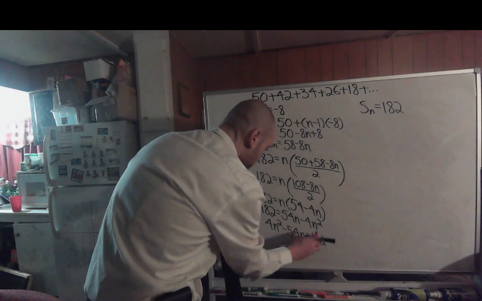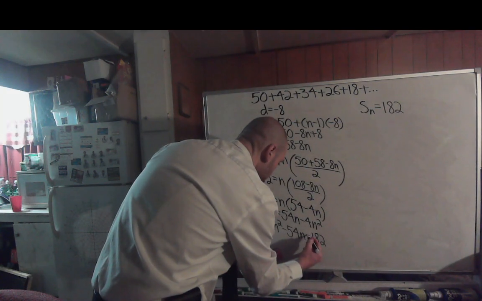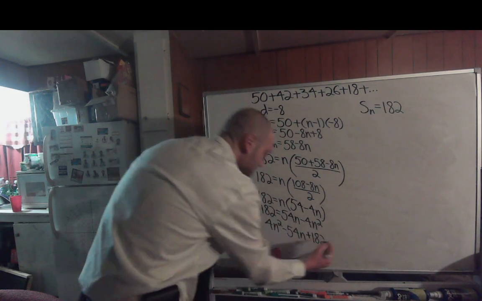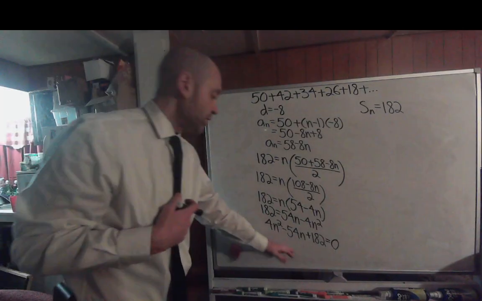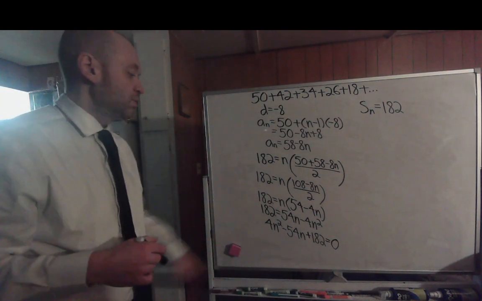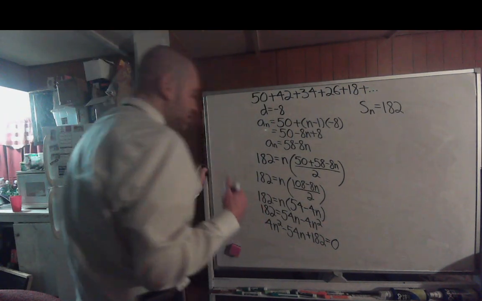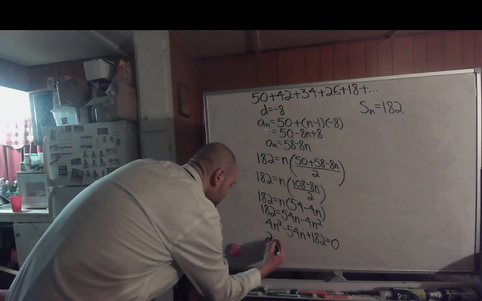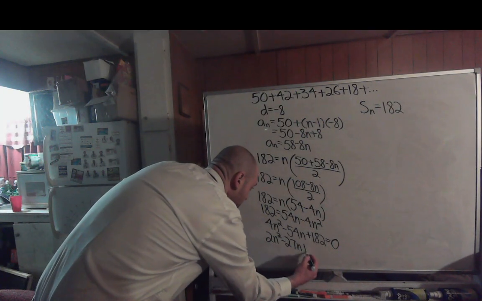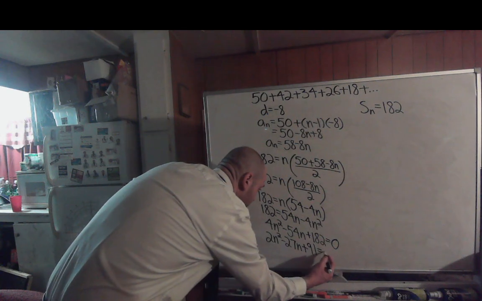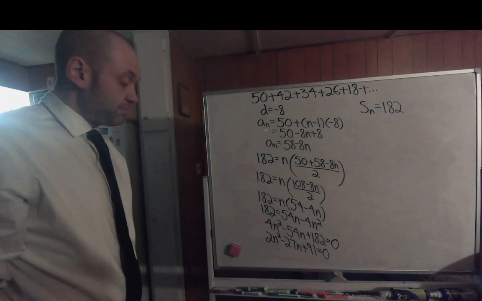Or actually, minus 182, excuse me. Minus 182, or plus 182 rather, is what I meant to say, equals 0. So 4n squared minus 54n plus 182 equals 0. Let's see if we can't factor this any. I know we can factor out a common 2, so this would turn into 2n squared minus 27n plus 91 equals 0. And really, that's about the best we can do.